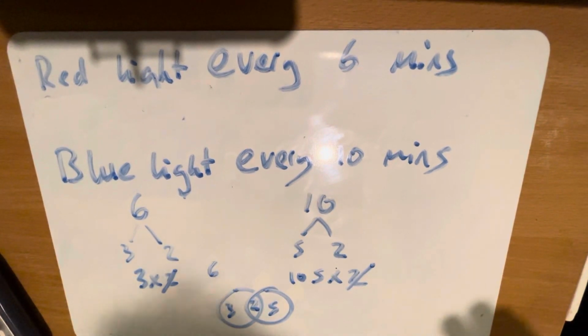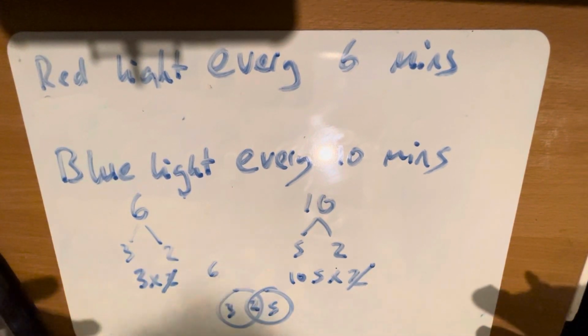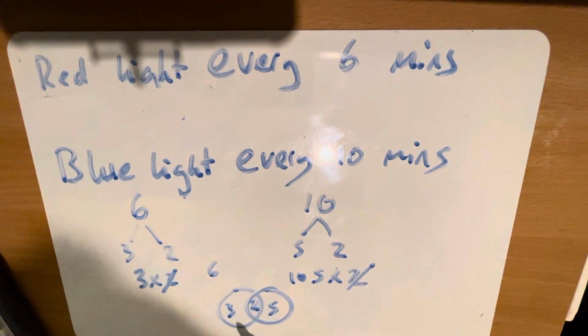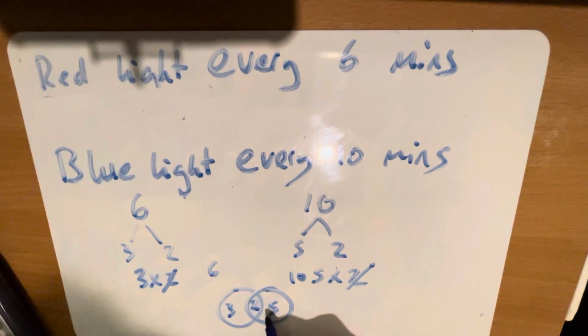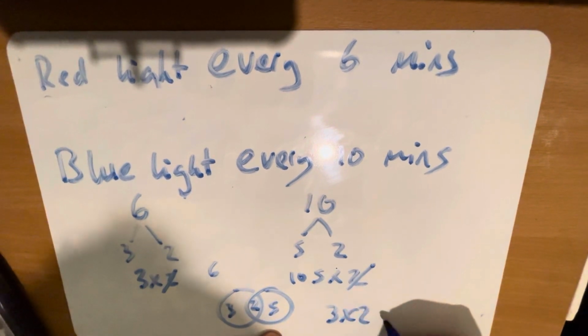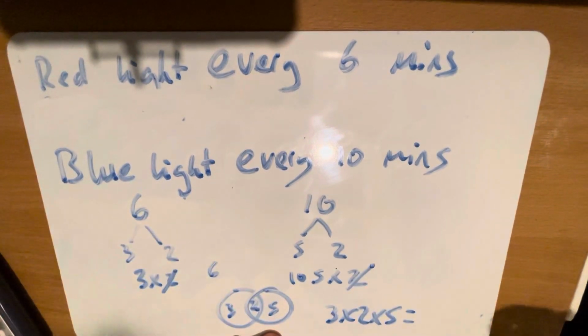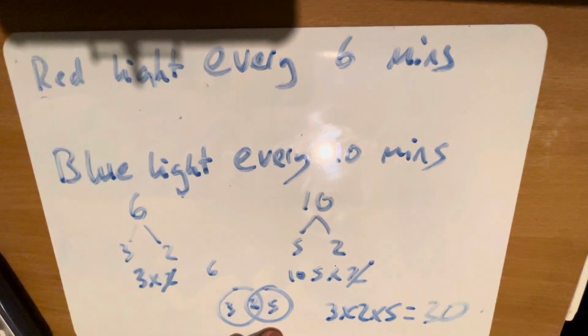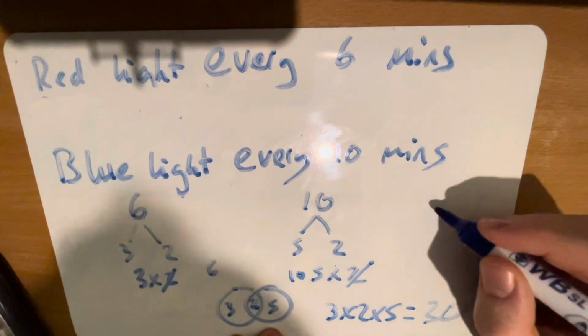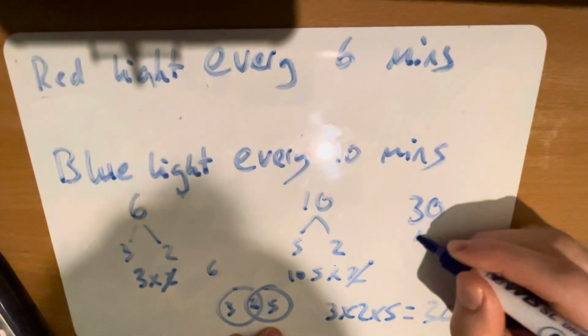To find the lowest common multiple, this works for any two numbers, by the way, all you need to do is multiply each of these numbers together. So it gets you 3 times 2 times 5. You shouldn't need a calculator for this one, but if you do, you can pop it in there. Answer is 30. There's the mathematical proof, and that's how we found it. So the answer to this question is 30 minutes.